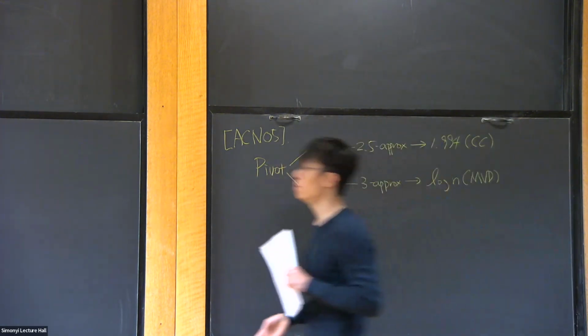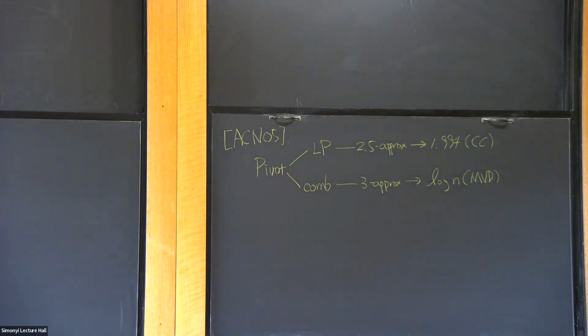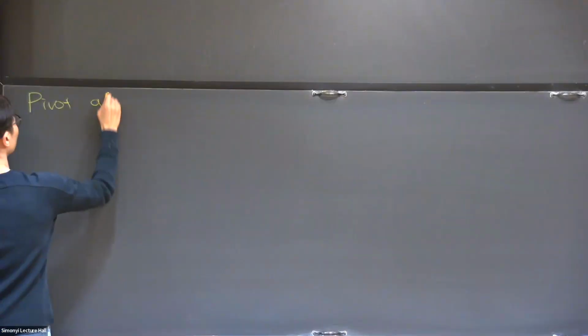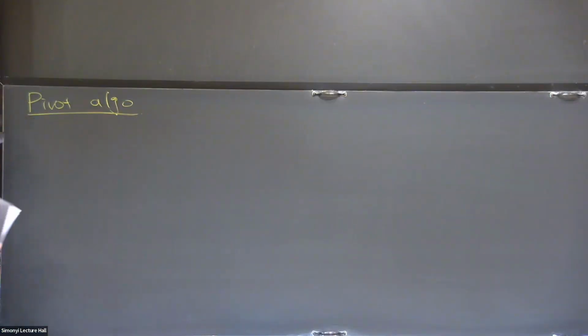Okay, good. Then of course I gotta tell you what the pivot framework is. Again, those are for correlation clustering. So the pivot algorithm is a very natural algorithm. Recall that in correlation clustering, we are just given a graph with plus edges and minus edges, and our job is to partition the vertex set into clusters.